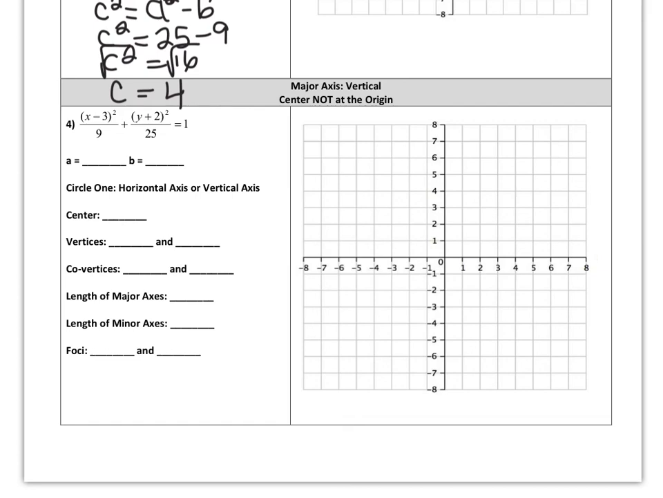So again, the a is always the square root of the larger number, so 5. B is always the square root of the smaller number, which is 3. And b is always with the co-vertex. A is always with the vertex. So, if the first number is smaller than the second, we know that it is a vertical axis with a center with opposite signs. So negative 3 is positive 3, and positive 2 is a negative. So now we can start graphing.